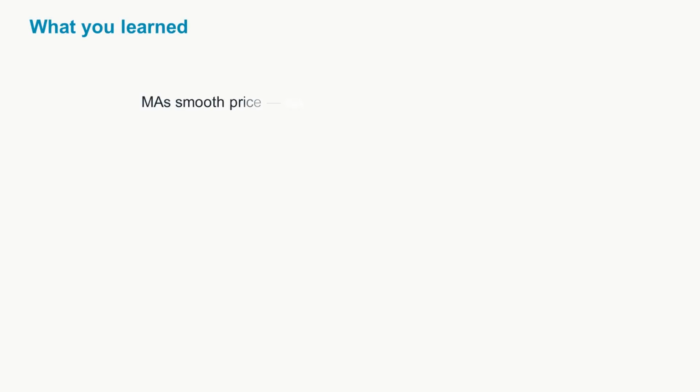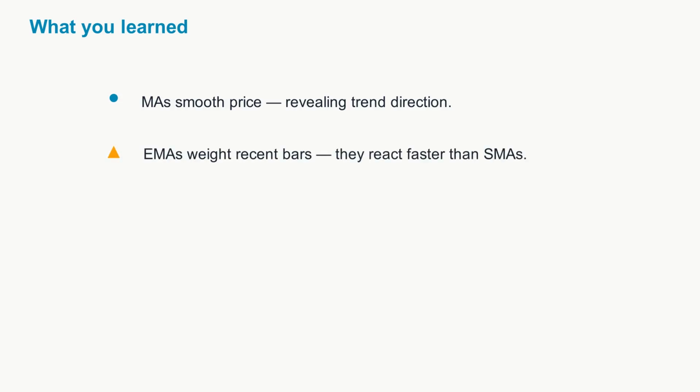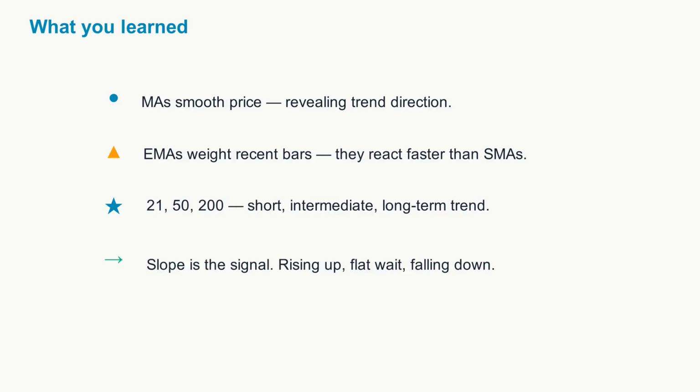Let's bring it together. A moving average smooths price into one number per bar, revealing trend direction. EMAs weight recent bars more, so they react faster than SMAs. 3 matter most: the 21, 50, and 200. Short, intermediate, long-term trend. Slope is the signal. Rising is up, flat is wait, falling is down. In trends, MAs act as moving support and resistance.